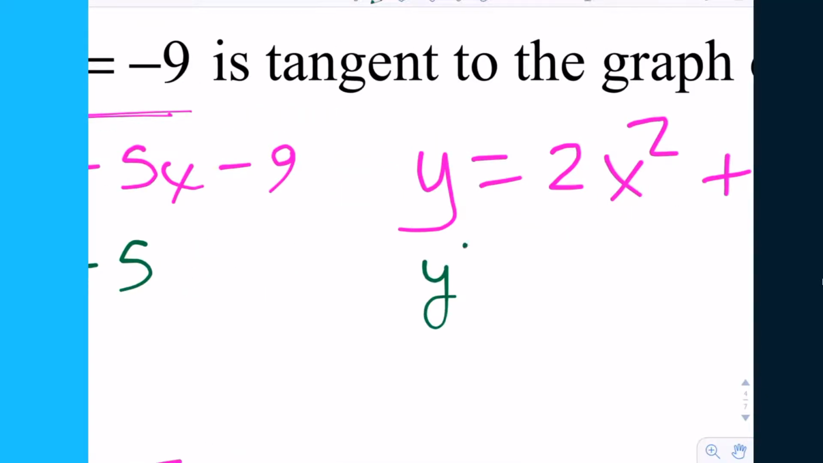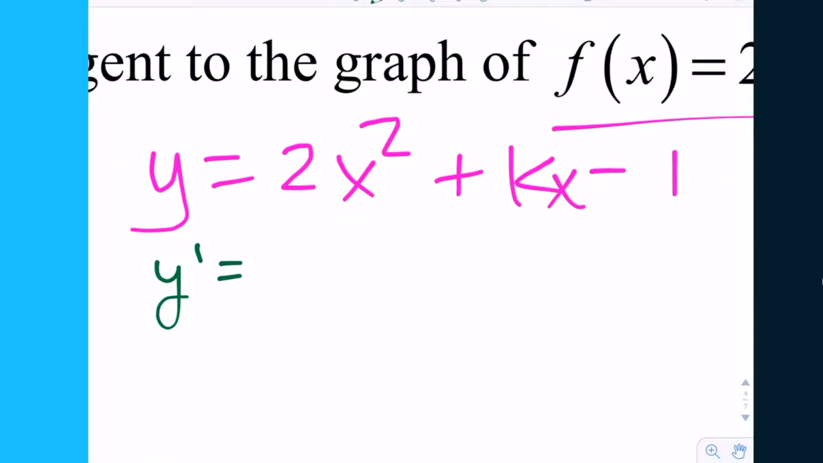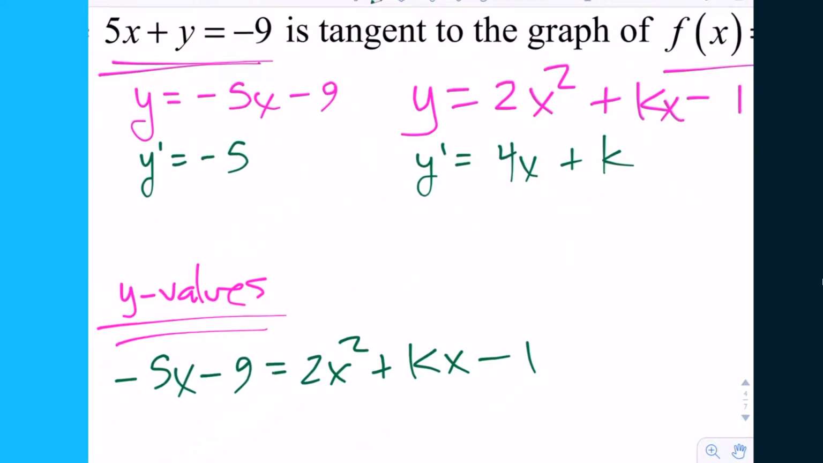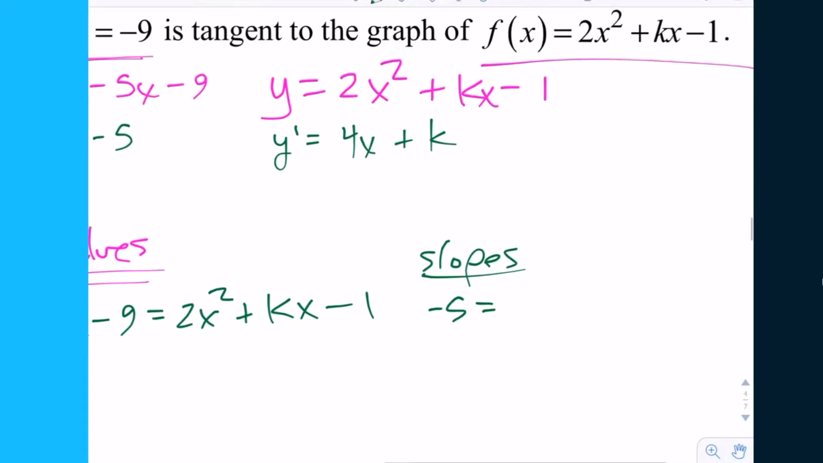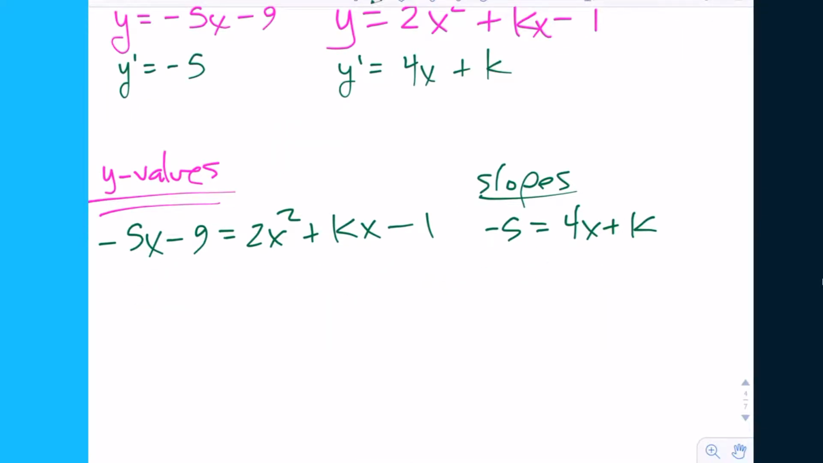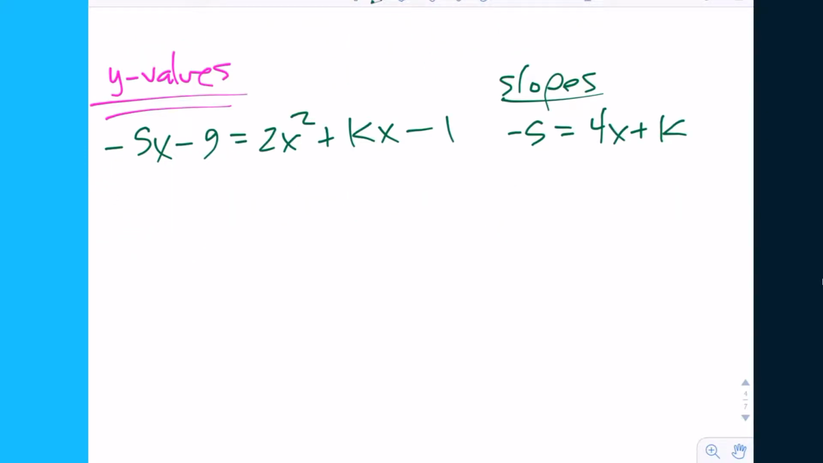And this one, y prime would equal what? 4x to the first plus k minus 0, where k is a constant, right? Our favorite kind of constant. Double k, double k. Is that too many k's? All right. So now that we know the derivative functions, we can set the slopes equal to each other. And we got negative 5 has to equal 4x plus k. And there's our second equation with two unknowns. So now what? Now the fun begins.